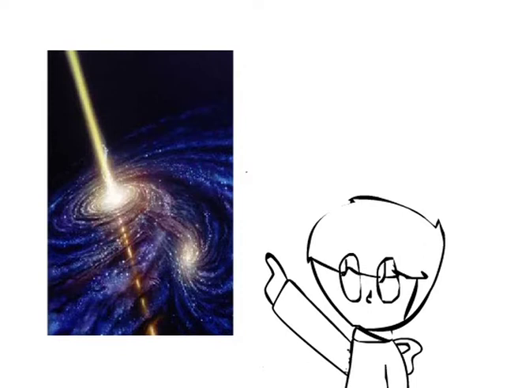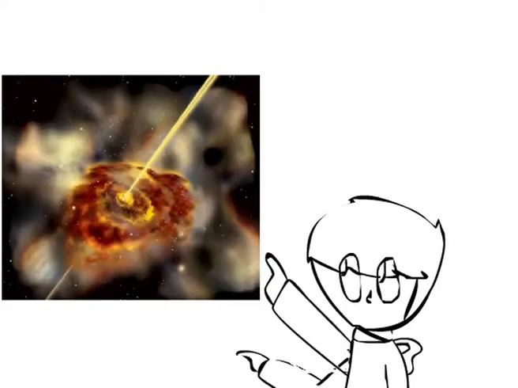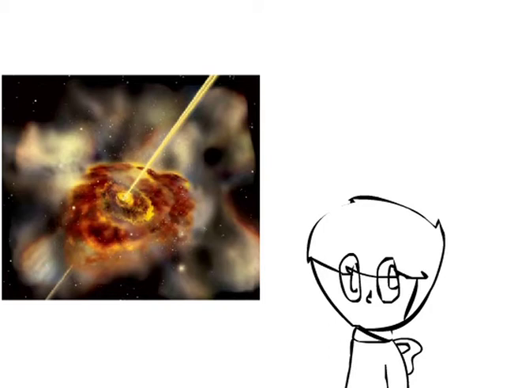Here is a picture of a quasar. As you can see, it looks like some kind of swirling galaxy with a beam of light going through it. Oh, and this one's my favorite because it looks like some kind of pepperoni mustard mix with a toothpick going through it.